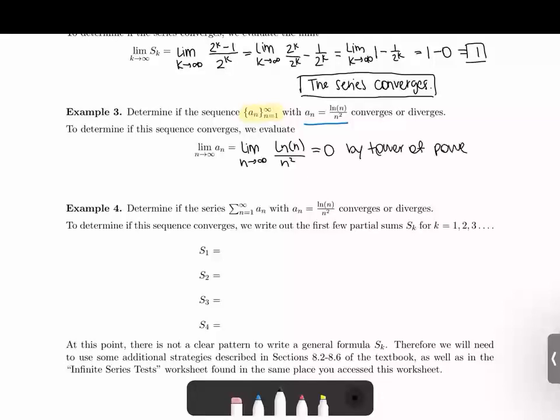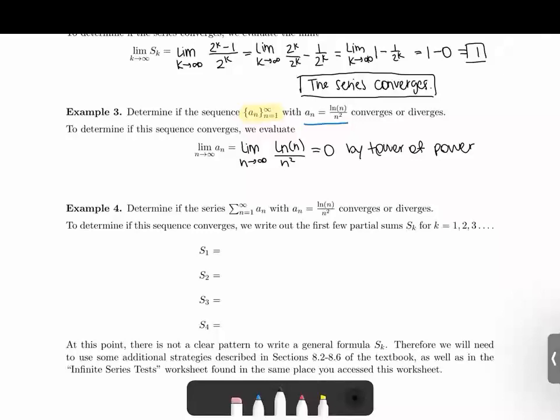Your instructor may or may not have shown you the tower of power. So in this video, I'm going to say this is 0 by the tower of power. However, if your instructor wants you to show additional work or give additional reasoning, you should check with them to see how much work they want you to show whenever you're evaluating if a sequence converges or not. For us, I'm just going to say that follows by the tower of power, but make sure to check with your instructor about how much work they want you to show.